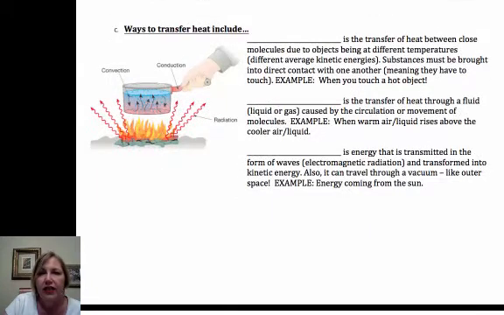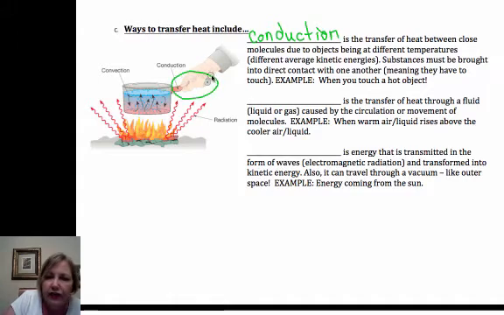So let's take a look. Most of these are a little bit more applicable when you go into physics, so this is a nice transition into physics. But let's take a look at the ways we transfer heat. So we have conduction. Conduction is when there is direct contact between the two substances. Here the hand is in direct contact with the handle on the pot.